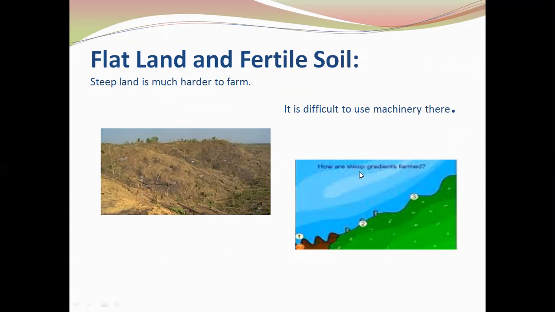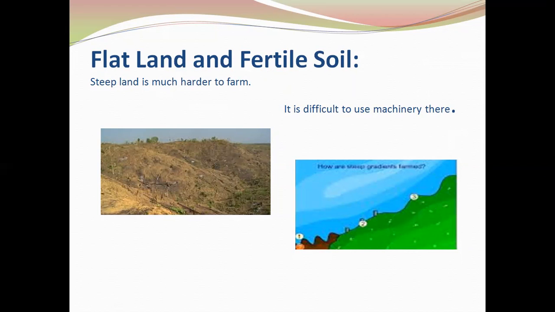As you can see here, if we try to grow crops on steep land, it would be very hard for us, because it is difficult to use machinery there also, and water will not stop at these steep slopes. Water will not stand there, it will not absorb into the soil. So that's why we need flat land to grow crops.